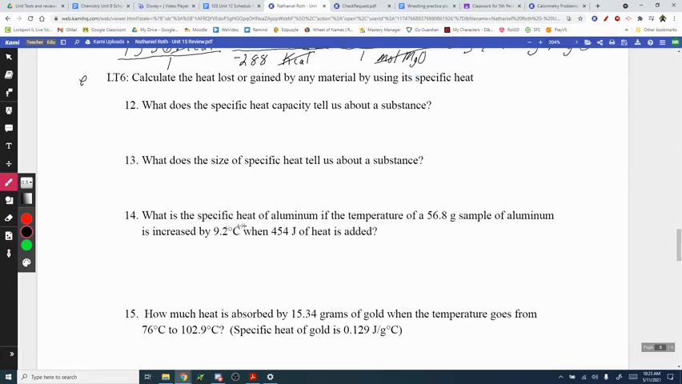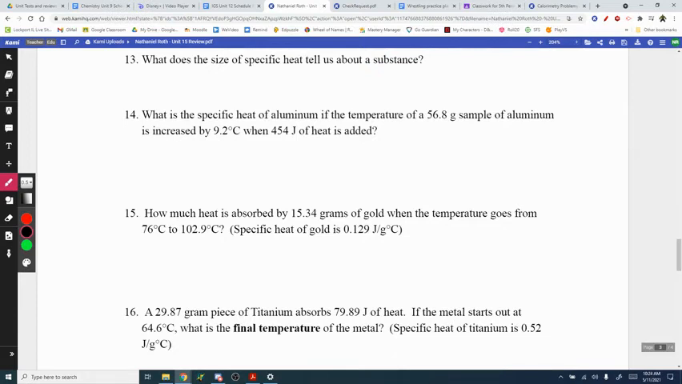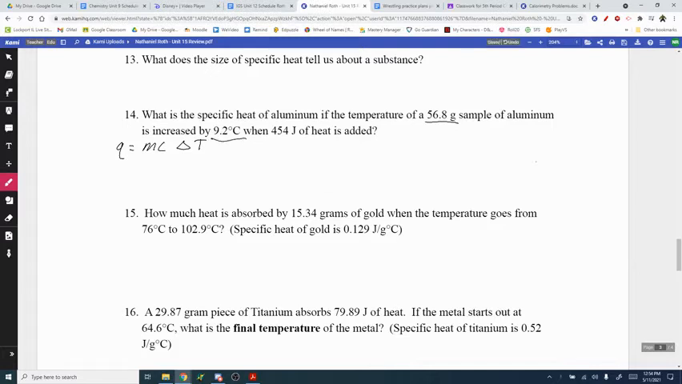All right, so what is the specific heat of aluminum if the temperature of a 56.8 gram sample of aluminum is increased by 9.2 degrees Celsius when 454 joules of heat is added? Okay, so our equation is Q equals MC delta T. Okay, so from here, we need to identify what our givens are. So we have 56.8 grams, 9.2 degrees Celsius, and 454 joules.